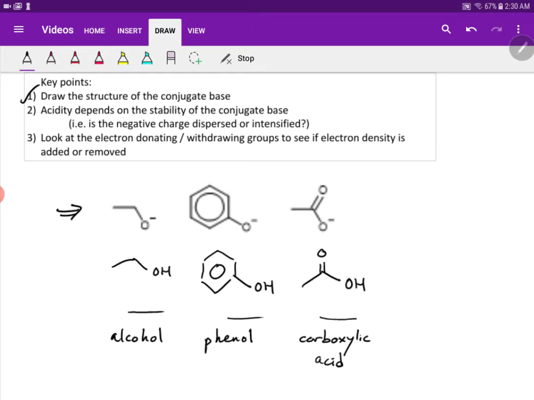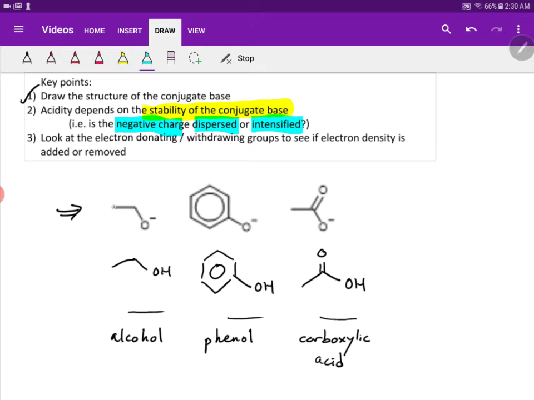So the second step is for us to see whether the negative charge is dispersed or intensified. Basically, we are looking at the stability of the conjugate base. Sorry, if we have electron donating groups, we will intensify the negative charge. If we have electron withdrawing groups, we will disperse the negative charge. So let's take a look at our different conjugate bases.